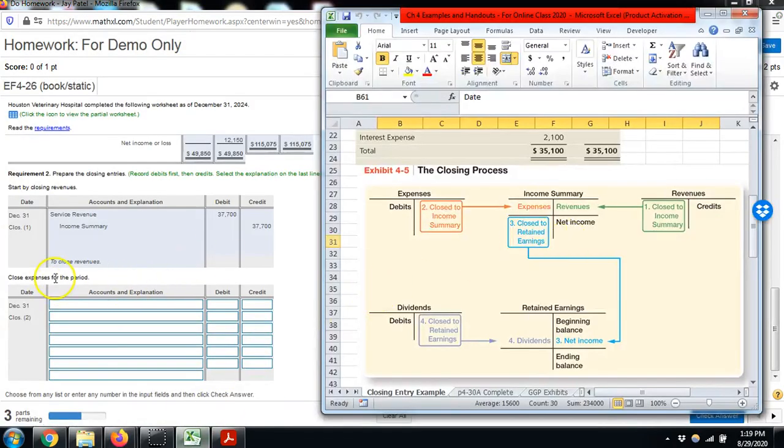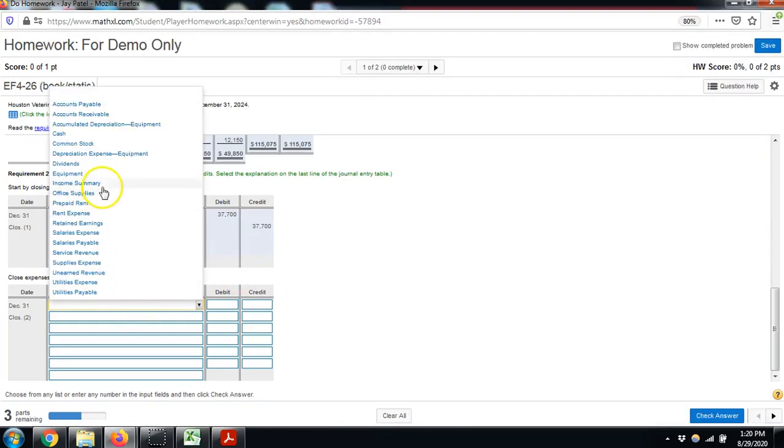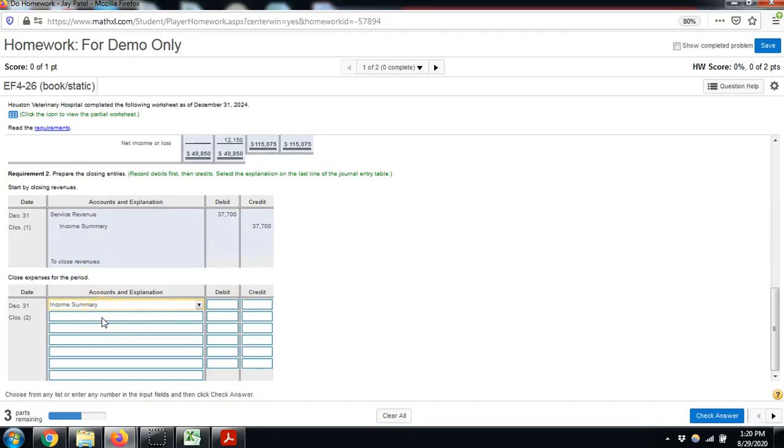And so next we're going to close the expenses for the period. So how do we do that? Basically it's the opposite of what we just did with revenues. We have these debit balances for all of our expense accounts. So to zero them out, we'll basically have to credit the expenses and then debit income summary for those expenses to transfer the expenses to income summary and zero out the individual expense accounts. So let's see how we do that. We know our debit is going to be income summary, but we don't know the amount yet. We're going to have to add up some numbers.